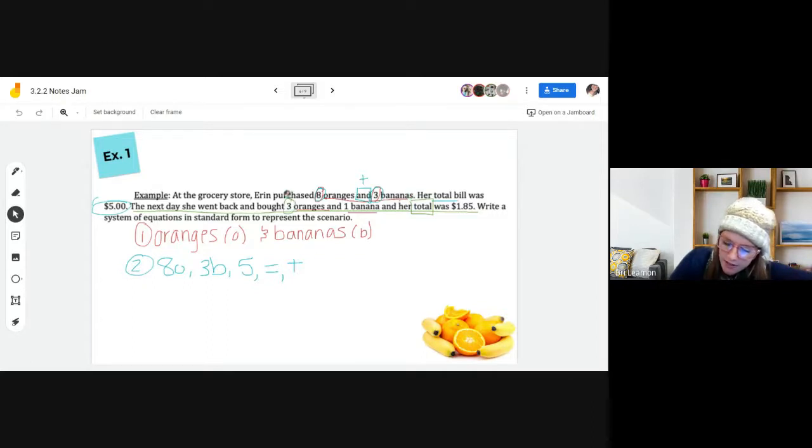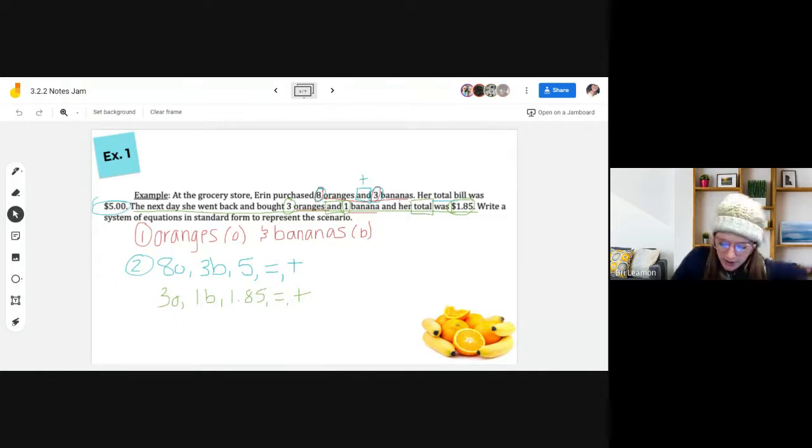And then we have our oranges. We have 1 banana. We know her total was $1.85. So we have 3 oranges. We have 1 banana. We know the total was $1.85, which means we have an equal sign. And then again, we have this and here. So we know we're going to have a plus sign. So those, we now have finished. Thank you, Anthony. We now have finished the first 2 steps.